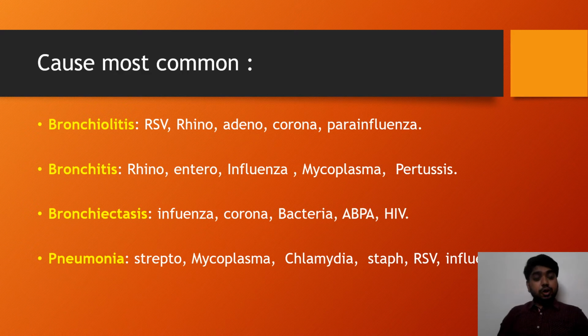Then when we come to most common causes, bronchiolitis is usually viral. The most common viruses are RSV, rhinovirus, adenovirus, coronavirus. Whereas bronchitis: rhinovirus, enterovirus, influenza, mycoplasma, bacterial pertussis. When it comes to bronchiectasis, it is usually viral, influenza, and mostly bacterial, so superadded infections, and ABPA and HIV are associated conditions. This newly so-called coronavirus is causing pathophysiology of everything, starting from bronchitis, bronchiolitis, pneumonia, bronchiectasis, everything. So pneumonia can be bacterial or viral, anything.